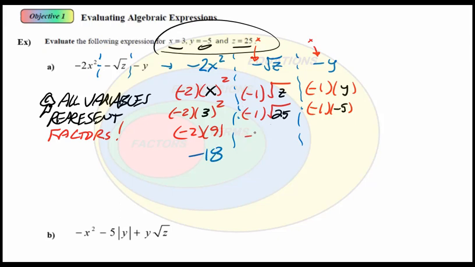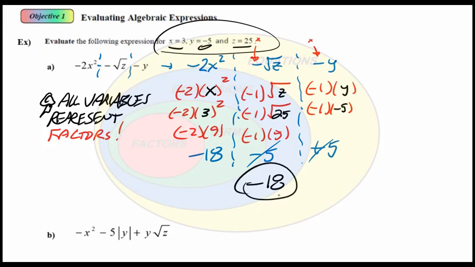The middle term, negative 1, and the value of the square root of 25 is 5, so this changes to 5. So the value of this middle term is negative 5. And then negative 1 times negative 5 is just positive 5, so the value of that last term is positive 5. So once I have all my term values, now I can just combine like terms. Negative 5 and positive 5 is 0. So this expression comes out to be negative 18.